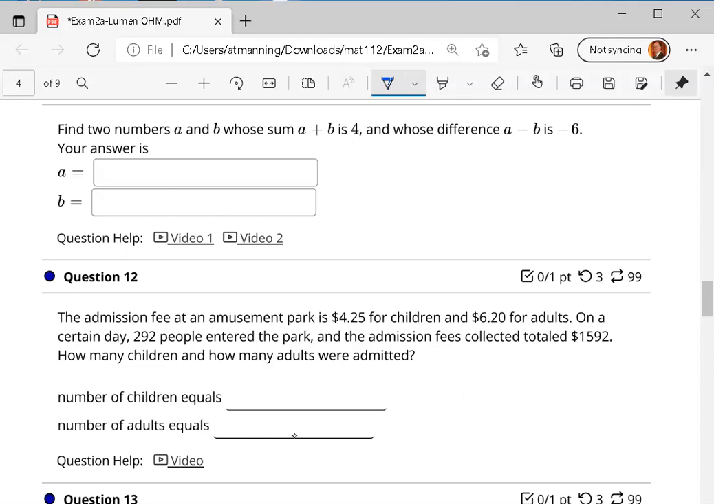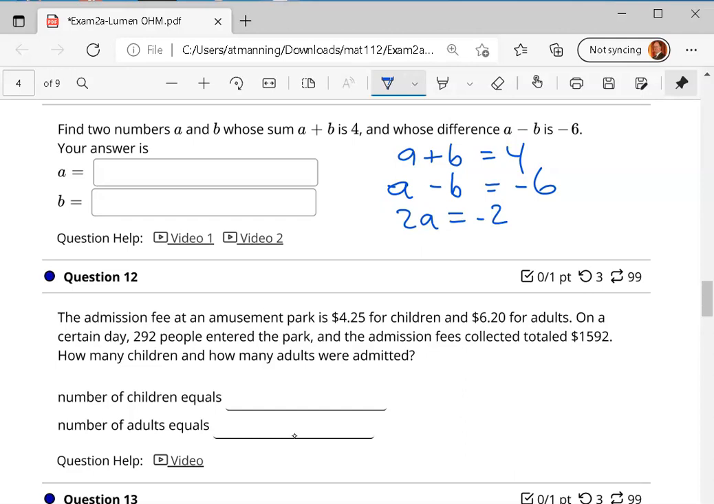Now, it's a word problem. All we have to do is put that into equations and then solve it. So a plus b is 4. I just say a plus b equals 4. A minus b equals negative 6. Just add them together, and the b's cancel out. I get 2a equals 4 minus 6, negative 2.